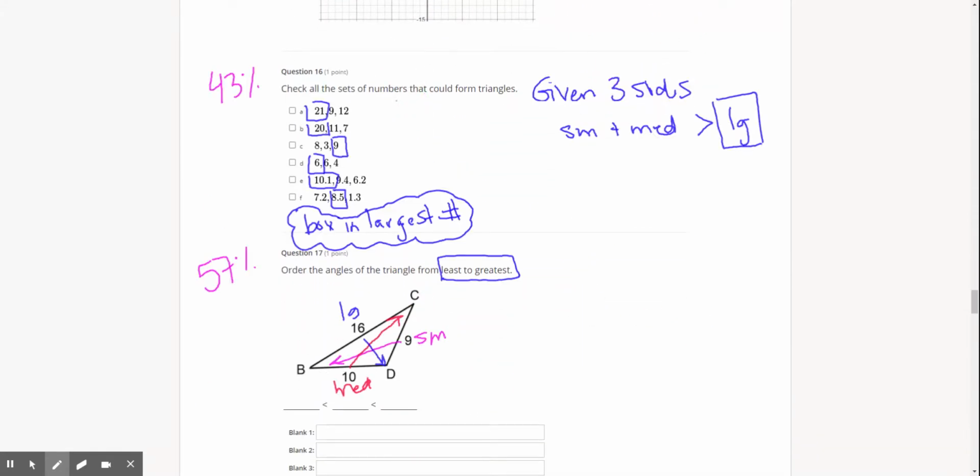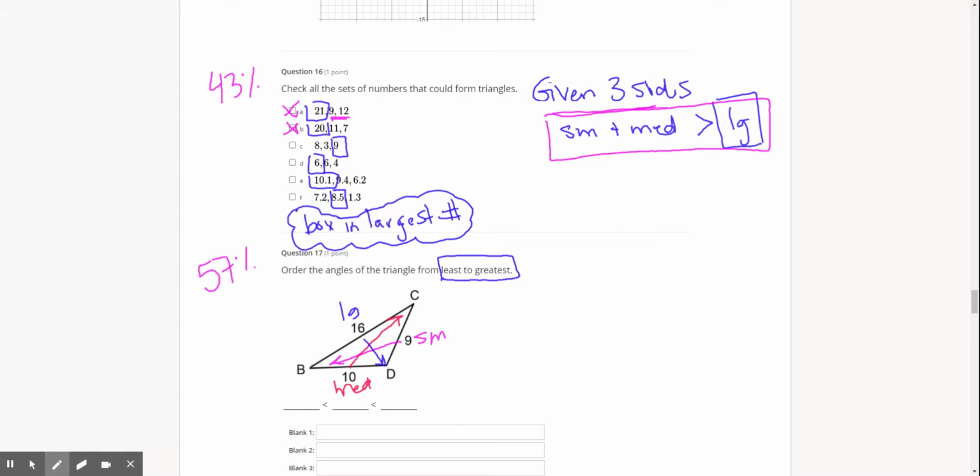If I give you 3 numbers, right? If I give you 3 sides and I ask you, is it a triangle? You need to do small plus medium is bigger than large. Small plus medium is bigger than large. Do we need to go through those and double check? We're just going to do 9 plus 12. Is that bigger than 21? No. It is not. It's equal to 21. What about 11 plus 7? Is that bigger than 20? No.